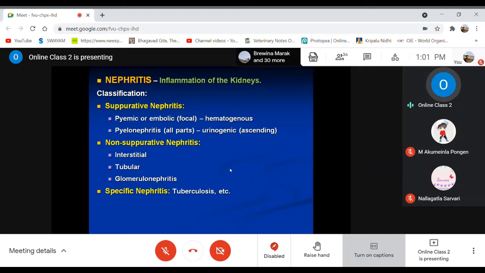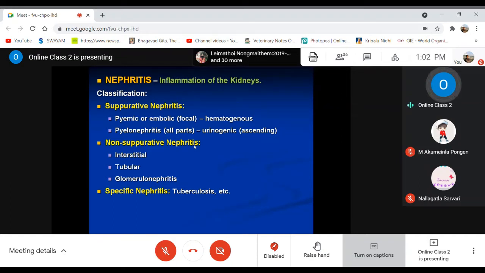This suppurative nephritis can again be classified into two types: pyemic or embolic nephritis, and pyelonephritis. The pyemic or embolic type is focal. That means only a very small spot of the kidney is affected, where you may have abscess formation. Pyemic means pus exudation will be there, right? And it is mostly due to emboli.